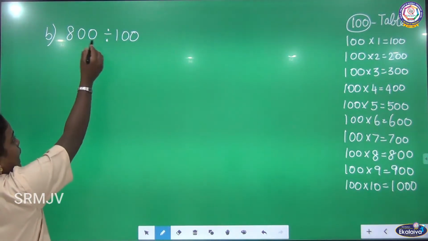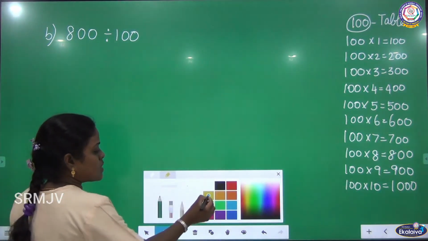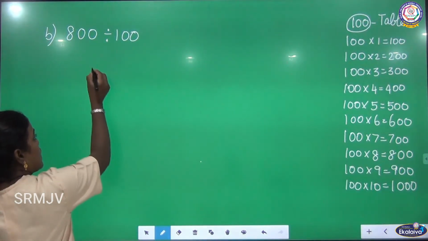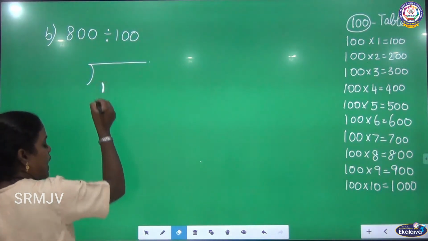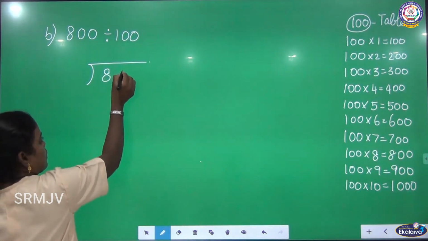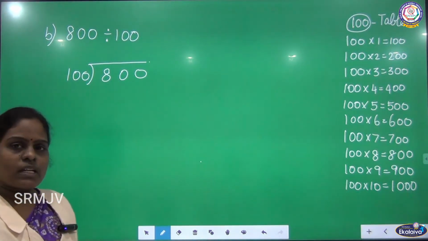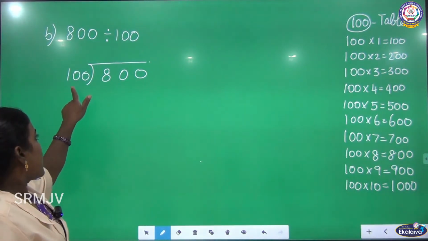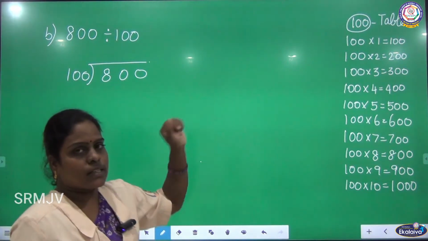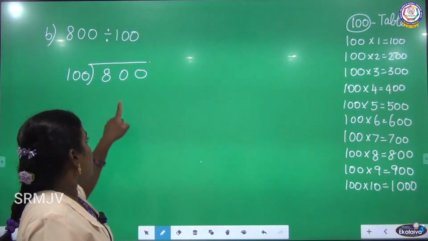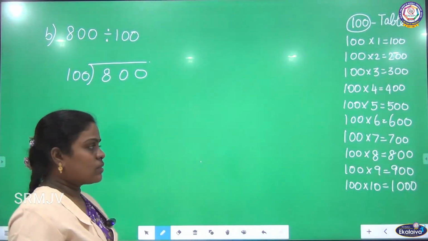The next sum is 800 divided by 100. Shall we arrange the numbers? Yes. 800 divided by 100. Now we have arranged the numbers. Listen here, 100 is a divisor. So we are going to use the 100th table. Look into the table whether you have 800 or below the number or above the number.